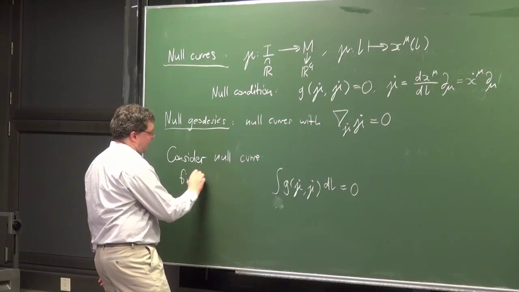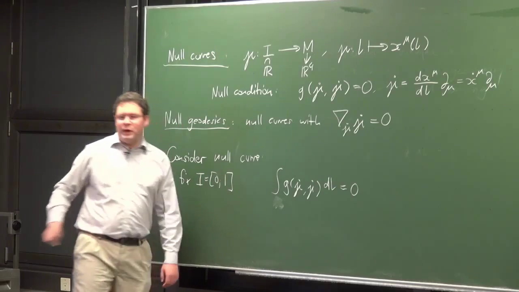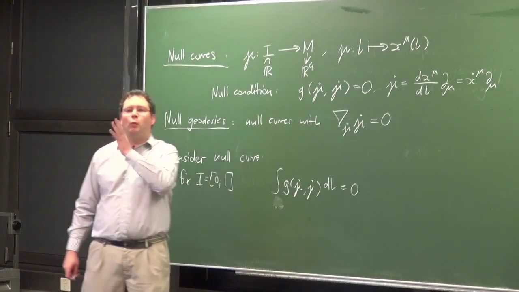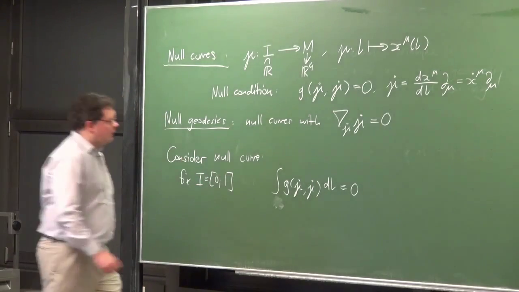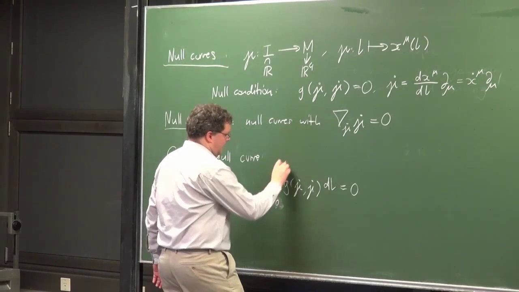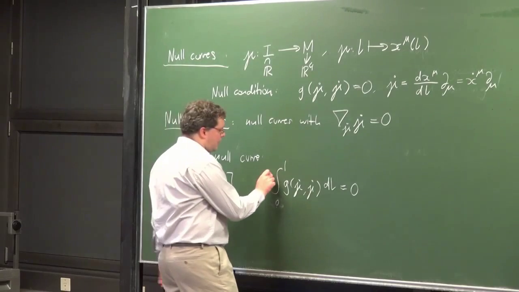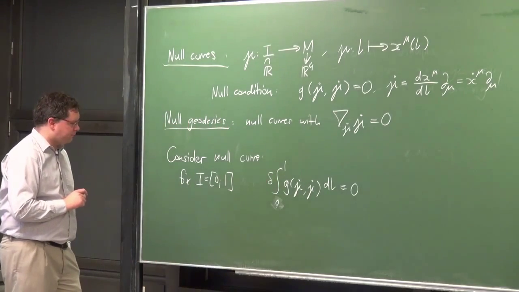And I would also like to fix the interval. So our real interval, let's just say our parameter L only goes from 0 to 1, like this. So this will always be true for null curves. Now let's see what happens when we take the variation of this equation.